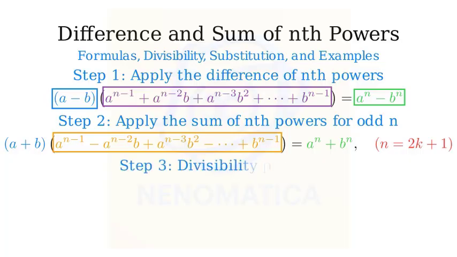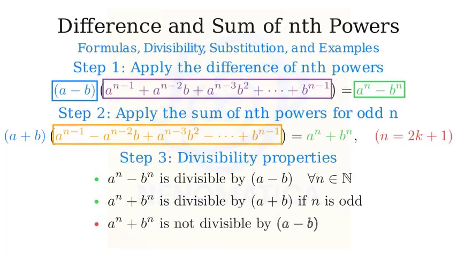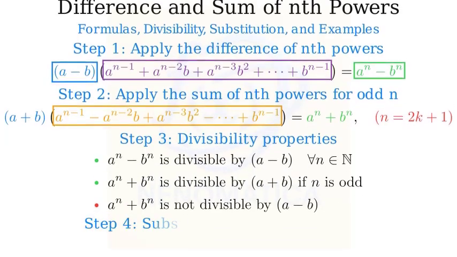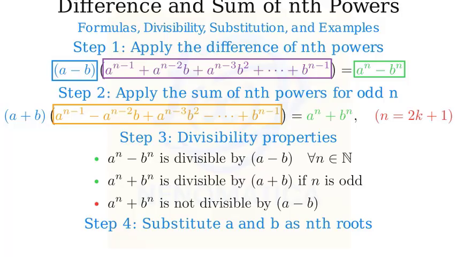Step 3. Recall the divisibility properties. First, a to the n minus b to the n is always divisible by a minus b, whether n is even or odd. Second, a to the n plus b to the n is divisible by a plus b only when n is odd. Third, a to the n plus b to the n is not divisible by a minus b.